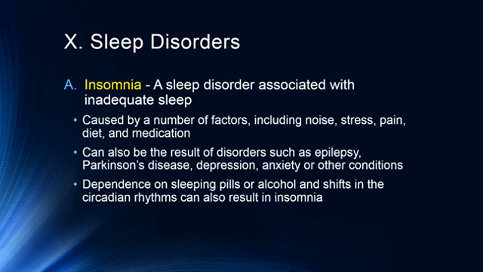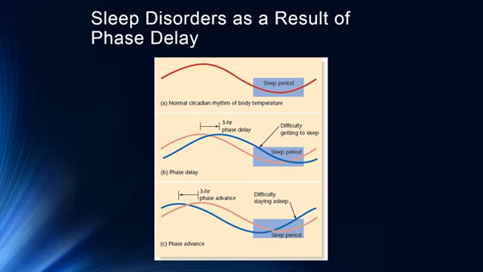Shifts in the circadian rhythms, such as time changes or shift changes, also can result in insomnia. So one of the things we talked about in the previous lecture is phase shifting, or phase advancing or phase delaying. And here's what happens. So these are our normal circadian rhythm and body temperature. It rises throughout the day, then falls while we're asleep. So this is what our body's expecting, and this is where we are in terms of our time.